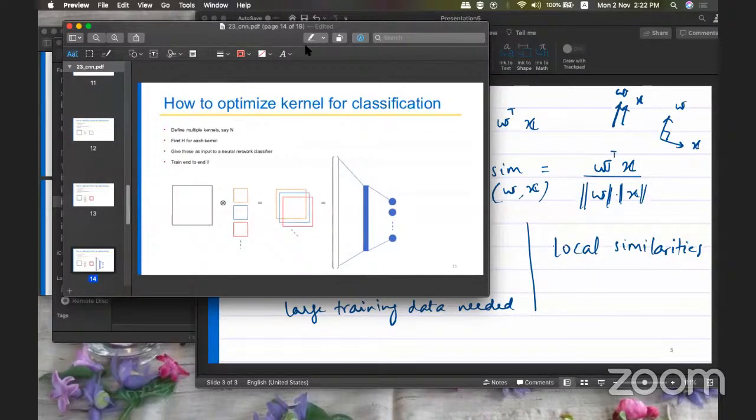Let me open the chat window and see if anybody has any questions at this moment. Okay, there is one comment by Yash Kumar about dimensionality reduction. Yes, so this technique can also be used for dimensionality reduction.